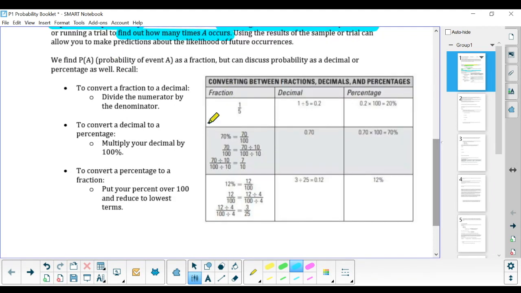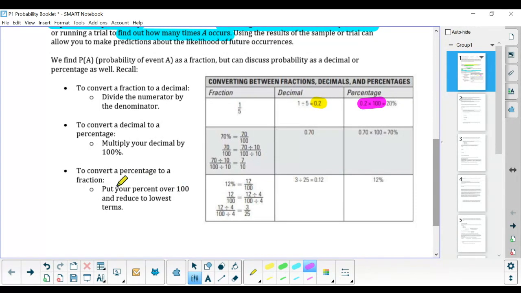Now, just as a quick review of converting between fractions, decimals, and percentages, we can look at a few examples. To go from a fraction to a decimal, all we need to do is divide your numerator, which is your top number, by your bottom number, your denominator. So 1 divided by 5 gives you a decimal of 0.2. If we want to convert that decimal into a percentage, we can simply multiply that decimal by 100. In this case, 0.2 times 100 gives you 20%.